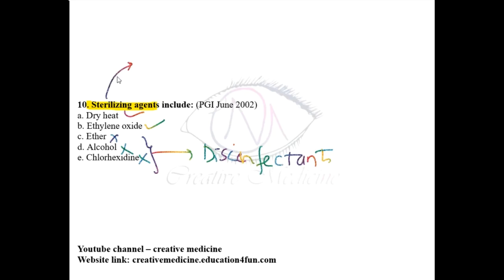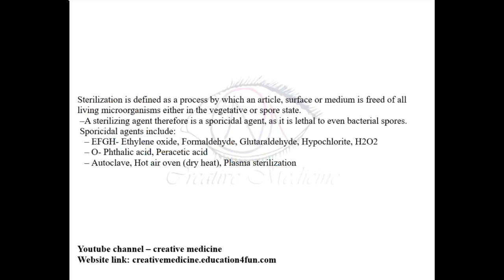So if you see, sterilizing agents include, I've already written it. So sterilizing agents include ethylene oxide, formaldehyde, glutaraldehyde, hypochlorite, H2O2, ortho-phthalaldehyde, peracetic acid, autoclave, hot air oven, and plasma sterilization. So all these are sterilizing agents. What are they? Ethylene oxide, formaldehyde, glutaraldehyde, hypochlorite, H2O2, ortho-phthalaldehyde, peracetic acid, autoclave, hot air oven, and plasma sterilization are sterilizing agents.